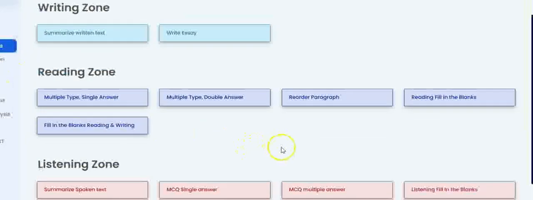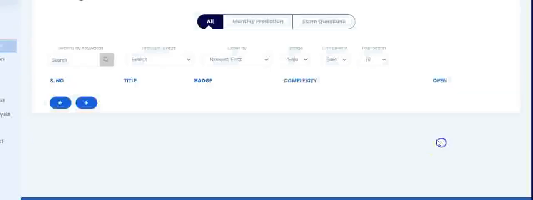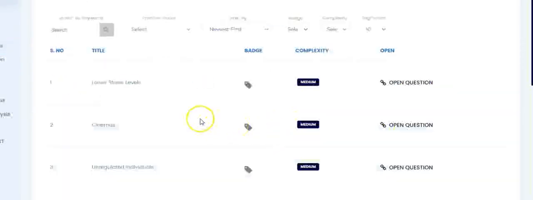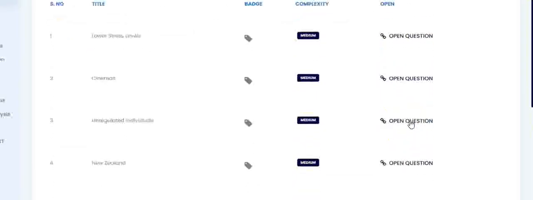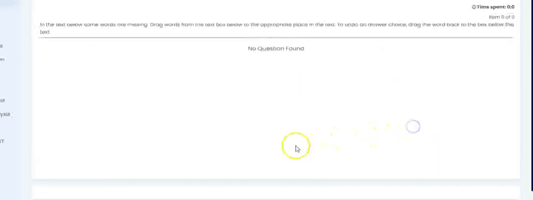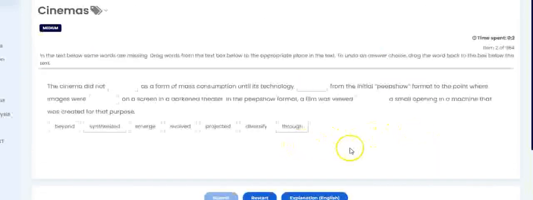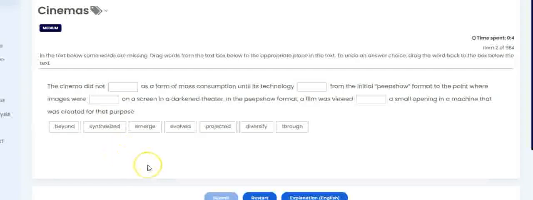Then let's try to focus on the reading fill in the blanks. Here your drop down option would be there where you need to drag and drop the options. Let me show you that. I'll pick a random one here. Let's pick this cinemas. So here you would be seeing this kind of structure of fill in the blanks. You would be seeing the options below. So you need to just drag and drop the right option on the blank.